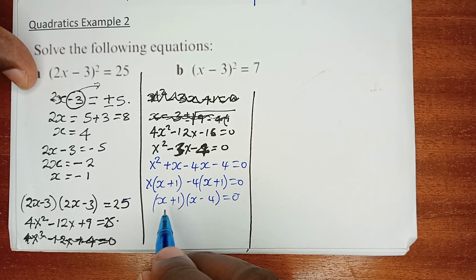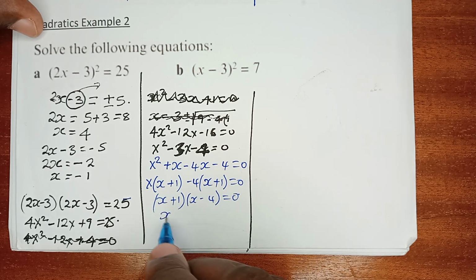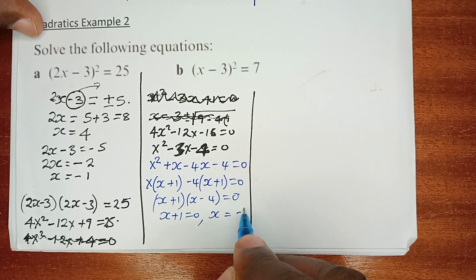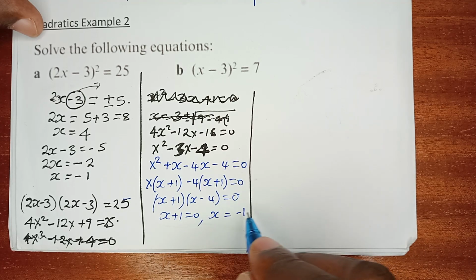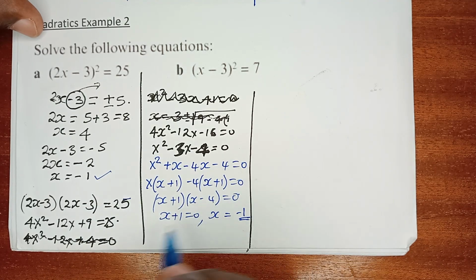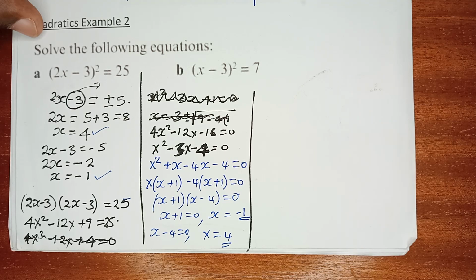In this case, if we have two brackets multiplied and the product is 0, it is either x plus 1 is 0. If this is true, x is equals to negative 1. And this negative 1 agrees with what we have there. If it is the other bracket now, x minus 4, which is 0, then x is equals to 4, which agrees with what we had there.